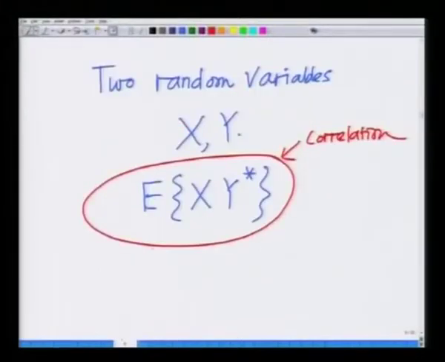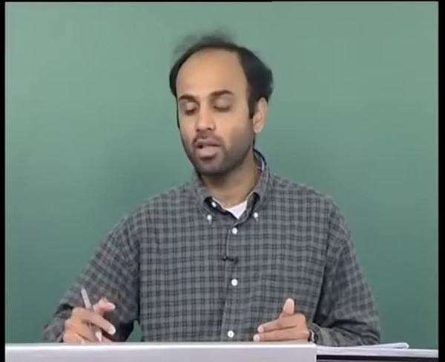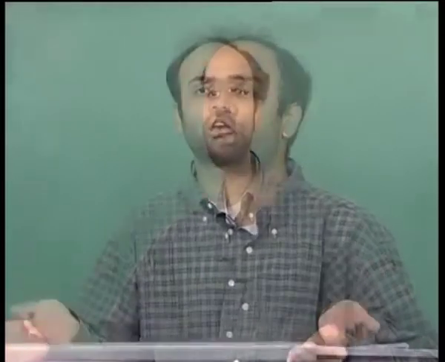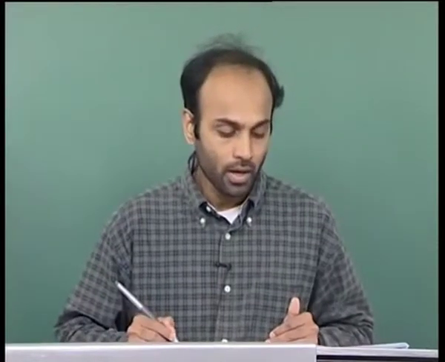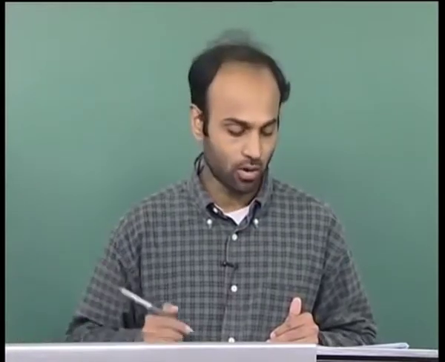So, if there are two random variables x and y, I compute the correlation between x and y given by expected x y conjugate. If the correlation is high, then x and y are similar, that is, they take high values and low values roughly related to each other. However, if the correlation is low, then it means x and y have no bearing on each other. What value x takes is not related to the value that y takes. So, correlation is an important property of random variables. Again, please revise this concept from your knowledge of random processes and probability. All right. Correlation indicates how similar or how dissimilar two random variables are.